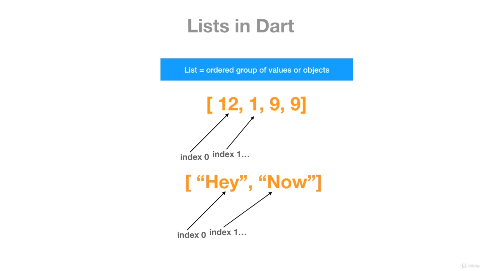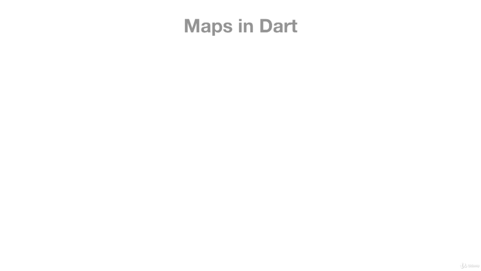Now you notice all of the items are delimited by commas. That's a very important distinction. So we know that index 0 ends where the comma begins and index 1 starts afterwards. That's how a list is created, and that's how a list contains all of this information, all of these values or objects. Okay, and the next one we are going to talk about is maps.